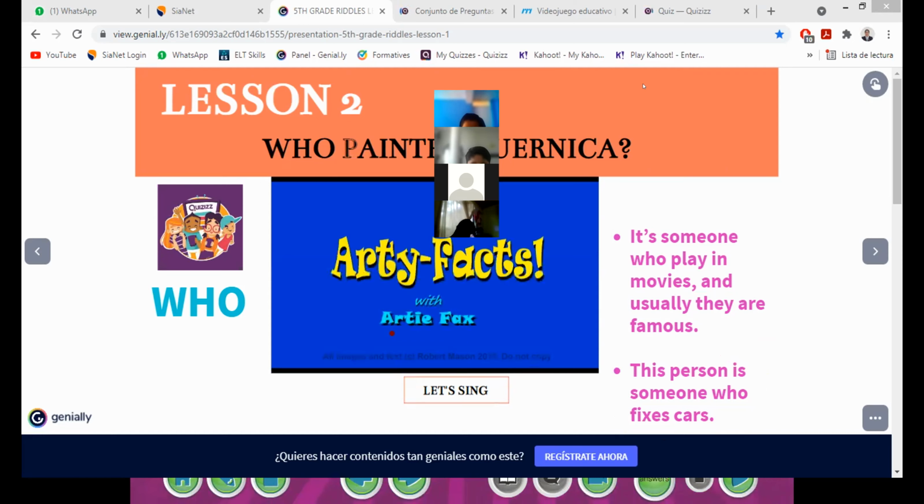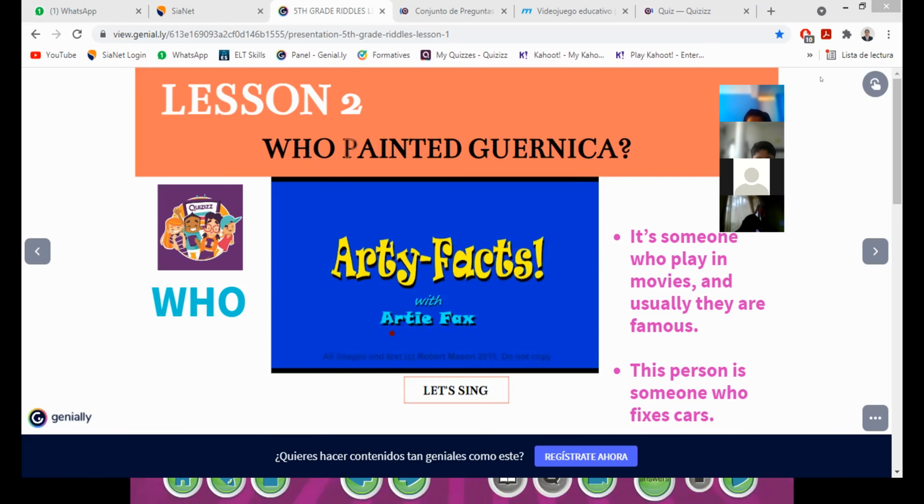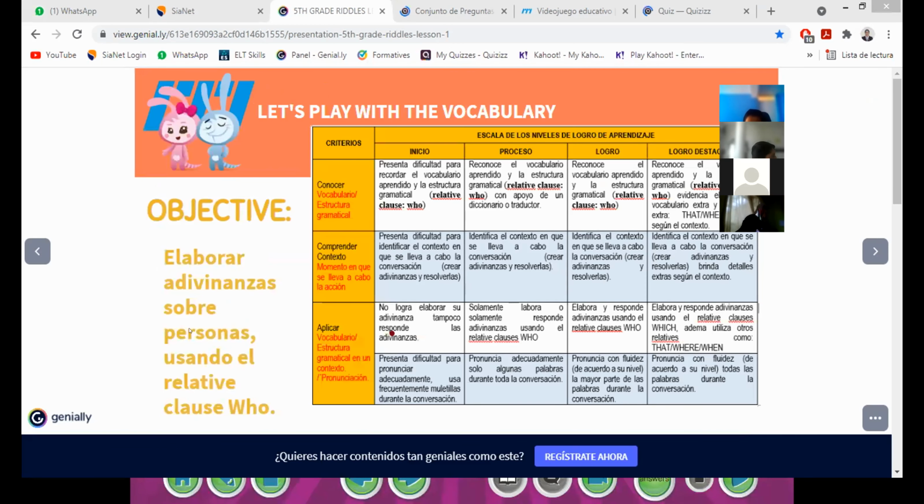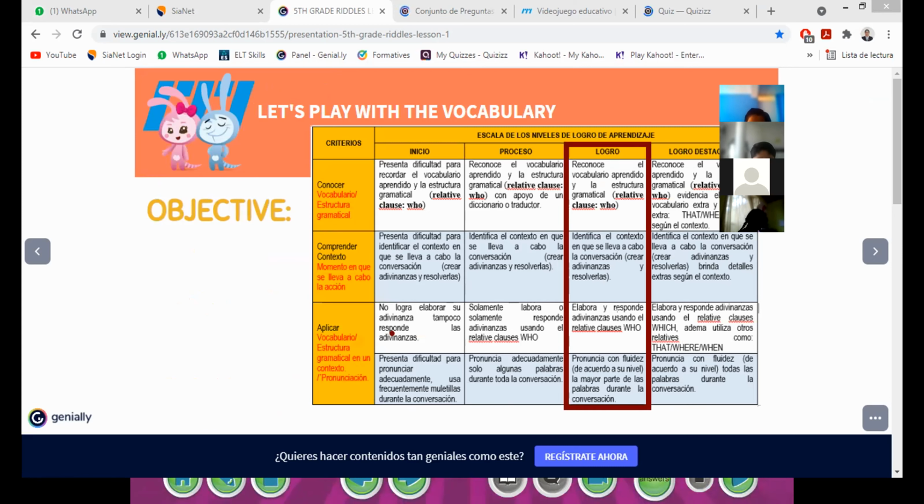My friends, the objective of this class is that you are going to create riddles, but about people. Talking about people, we use who. Only who. Remember, the teacher is going to evaluate now that you are going to create riddles about people. You need to create your riddle and also answer some riddles too. Okay, remember that.